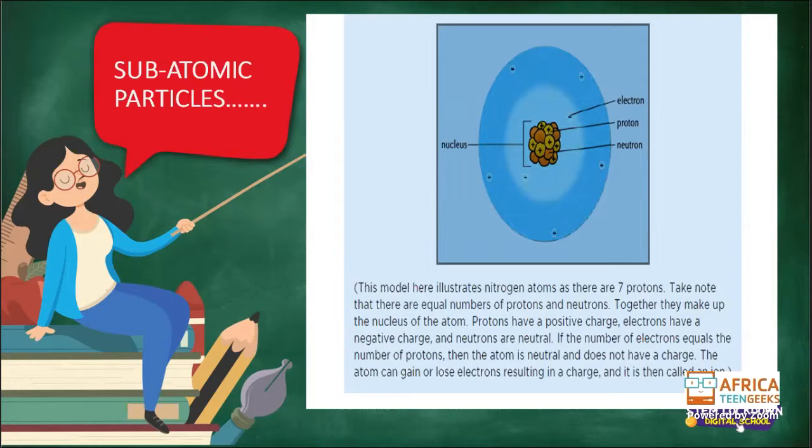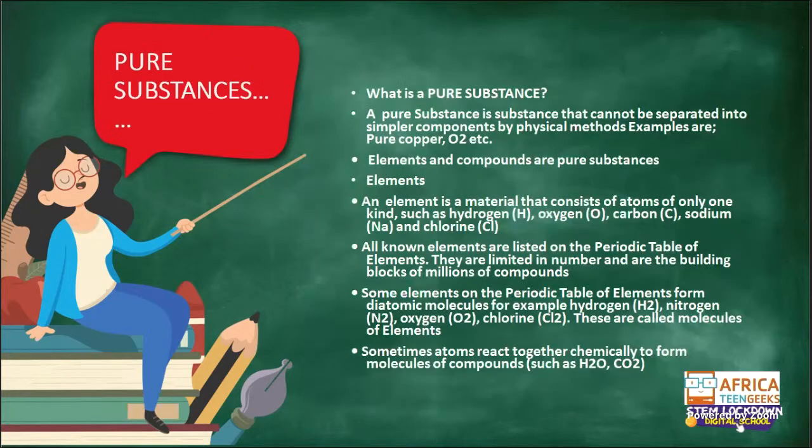All right, now let's go on to look at pure substances. What is a pure substance? A pure substance is a substance that cannot be separated into simpler components by physical methods. For example, a pure substance is copper. That is an element. Oxygen, the oxygen gas, etc.